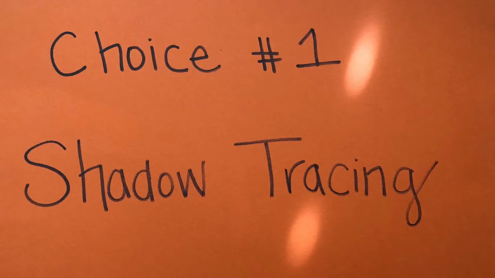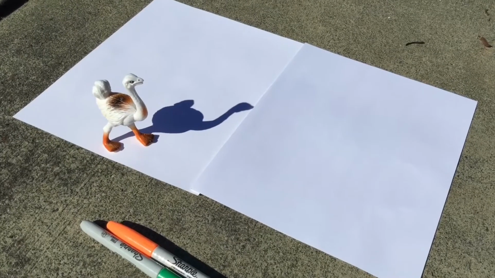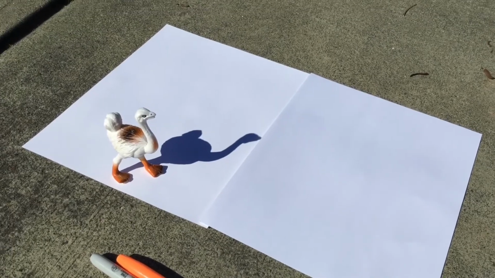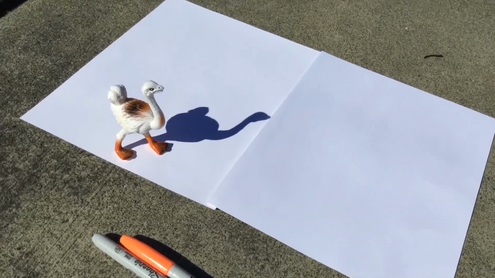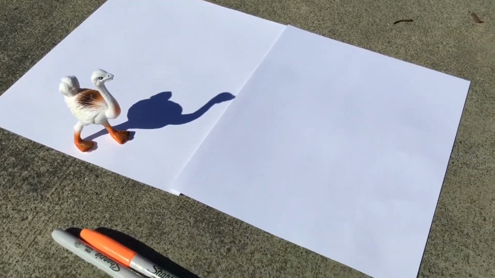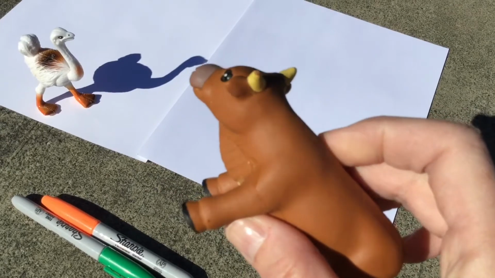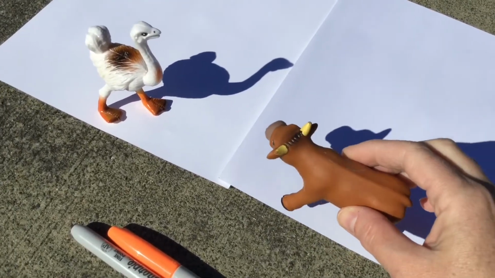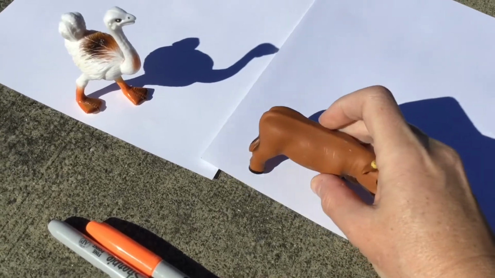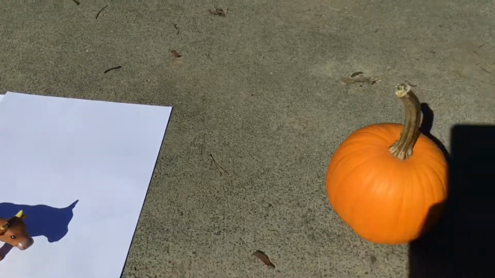Choice number 1, shadow tracing. One fun way to see shadows move over time is to try an experiment outside. Find one of your toys. Make sure the toy is opaque or solid. Also, it needs to be a little bit heavy so it won't blow away. Go ahead and put it in your driveway or in your yard on a piece of paper. You can even use chalk.